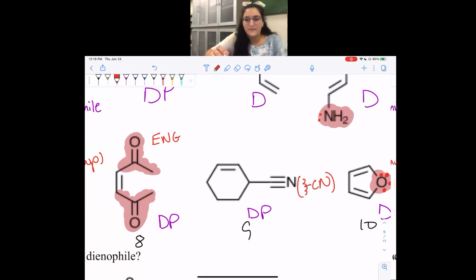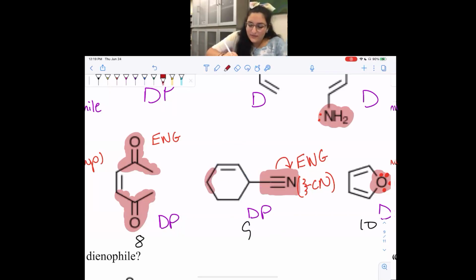This is a substituent. And we know that CN is going to act as an electron withdrawing group because it's going to pull these electrons that way through resonance. So we know we're using this double bond to react. We are going to define it as either a diene or a dienophile. And since it's only one double bond, it's going to be a dienophile. It's not a conjugated diene.